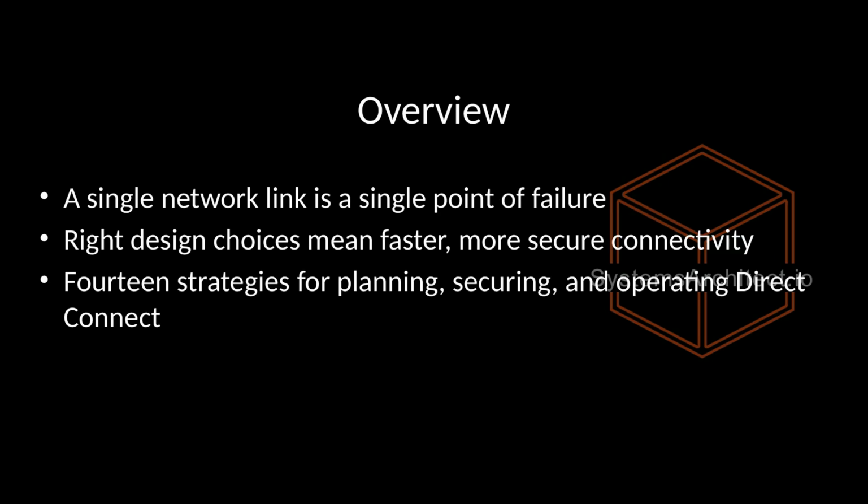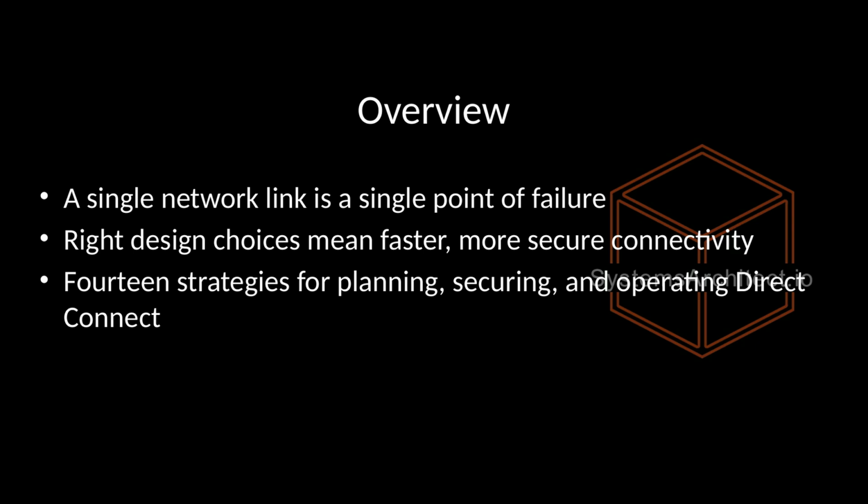A single network link between your data center and the cloud is fragile. One break can take everything behind it down. The difference between a resilient network and a fragile one comes down to a handful of design decisions. Those get made before the first cross-connect is ever ordered. Getting AWS Direct Connect right means faster, more predictable performance and tighter security. It also means a network that survives a fiber cut or hardware failure. This video walks through 14 strategies for planning, securing, and operating Direct Connect.